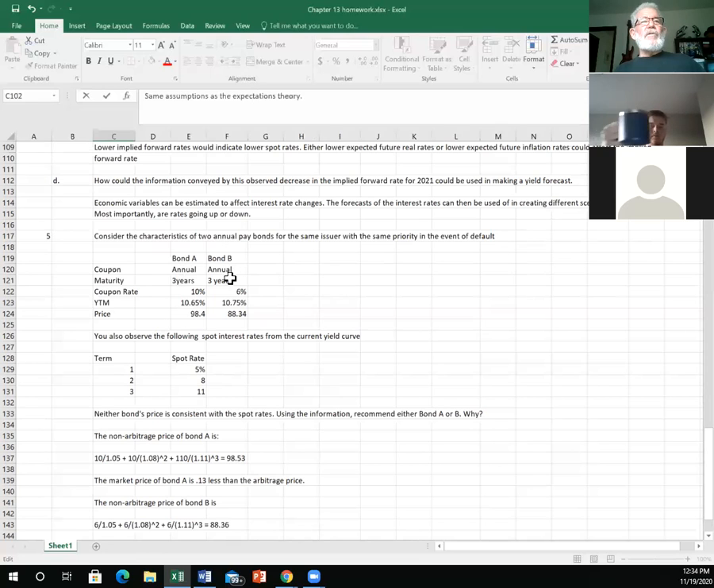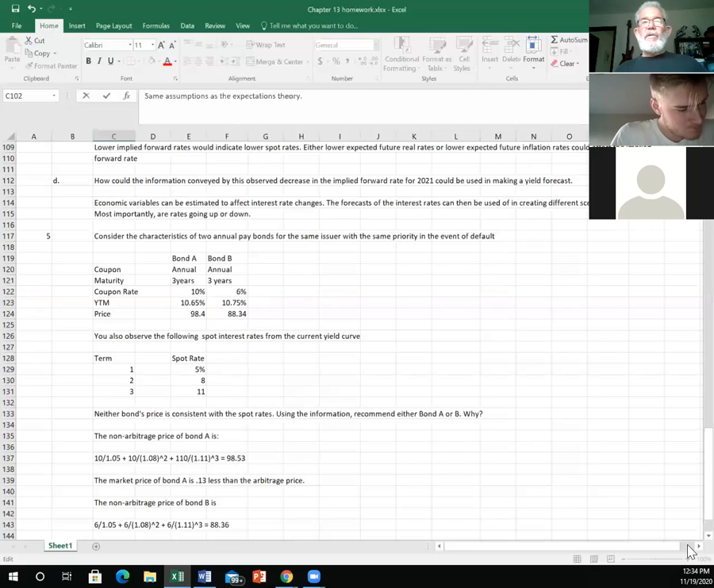Bond B, 3 years to maturity, annual coupon, 6% coupon rate, 10.75 yield to maturity, a little bit higher yield, selling a little bit bigger discount, 88.64, because of the difference in the coupon rates. And here is the 3-year spot rate going forward, 5%, 8%, and 11%.